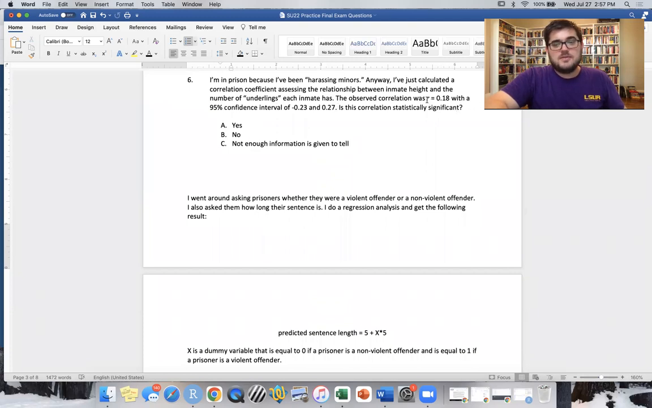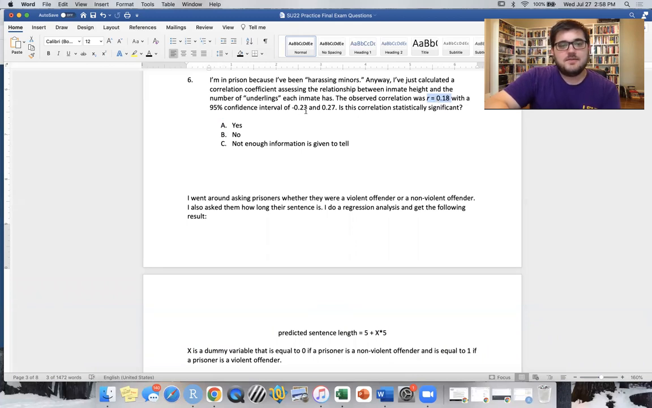So we observed a positive correlation. The taller an inmate tends to be, the more underlings they have. But apparently with my sample size, I can't actually conclude that there's a real correlation in the population of all inmates, that there's really a correlation between height and the number of underlings you have.